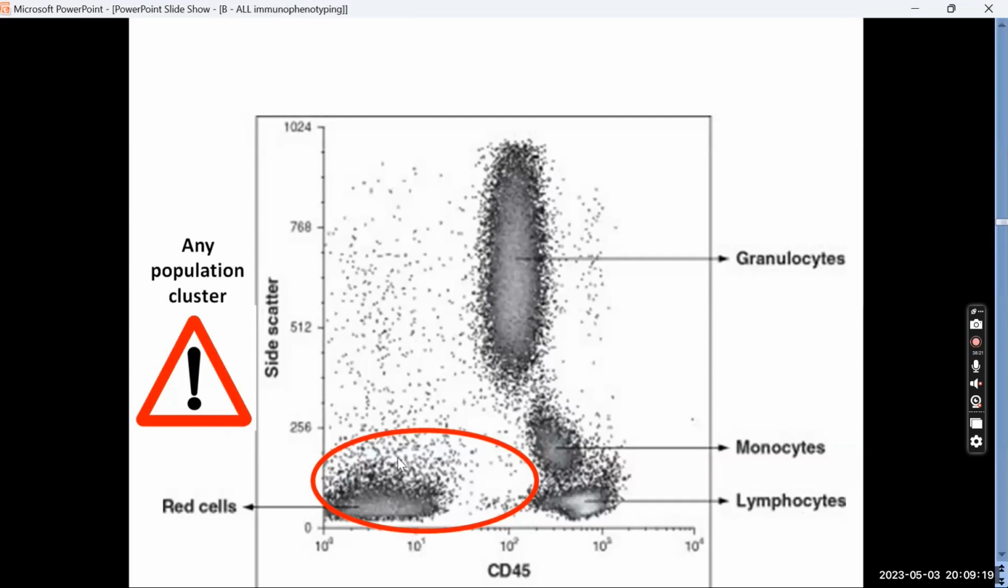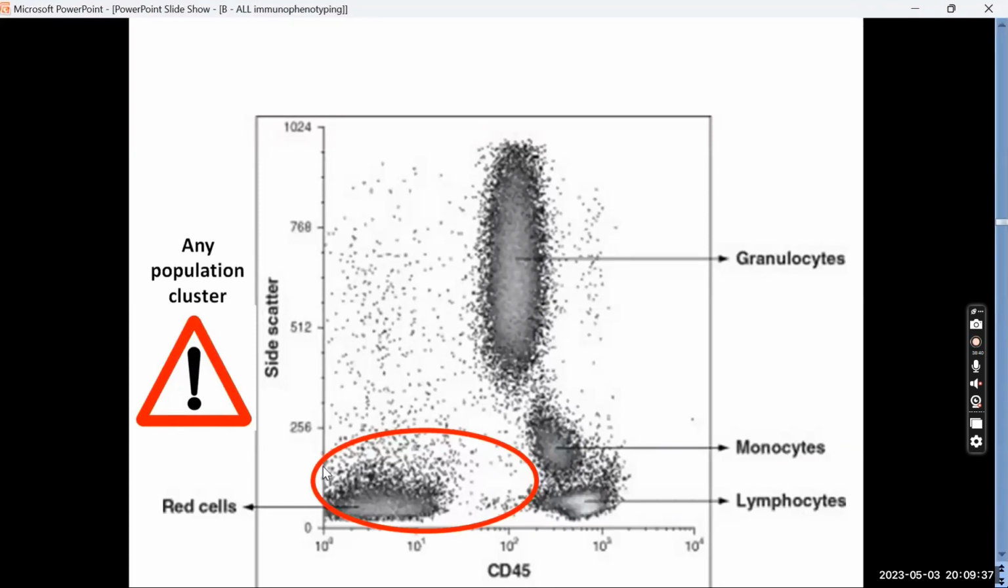You analyze this particular population and make sure it's red cells. How do you make sure? You can't run erythroid markers for this. You need to see the other markers. See whether it is CD38 positive or negative. See whether it is positive for HLA-DR. I'll discuss these two markers in the subsequent slides.